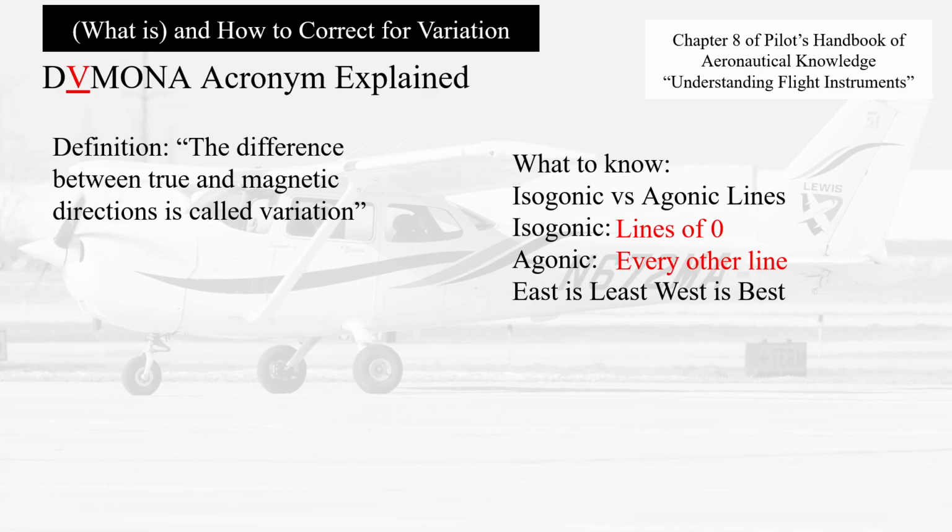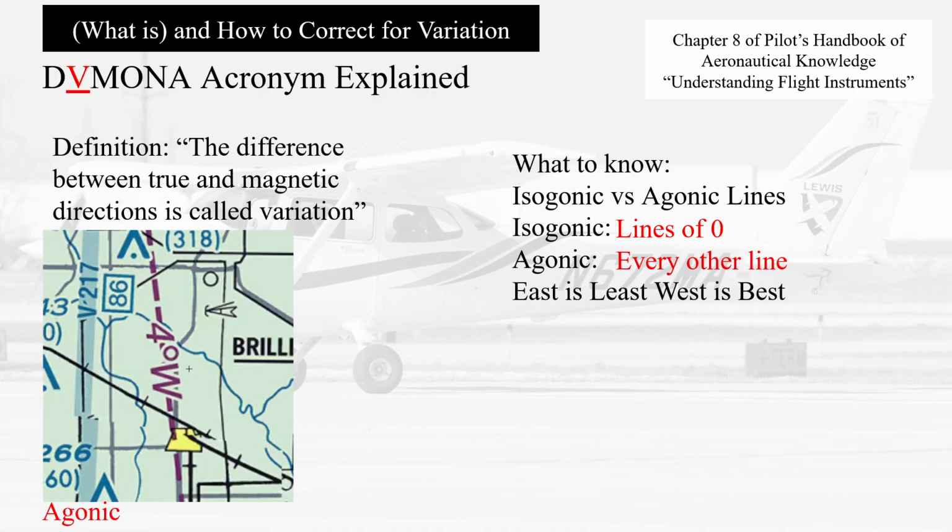So in aviation, we usually do things with 360 if we do like a circle. If you split the Earth into 4 quadrants, those are going to be the isogonic lines, so there's the zero lines that separate those, and the agonic lines are all the other ones. So this is an agonic line, it's 4 degrees west.